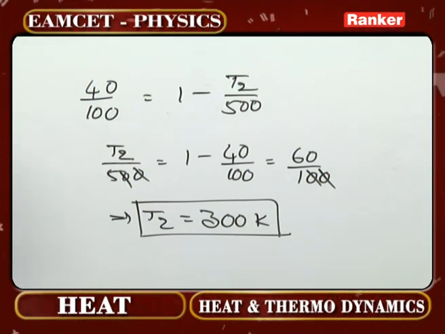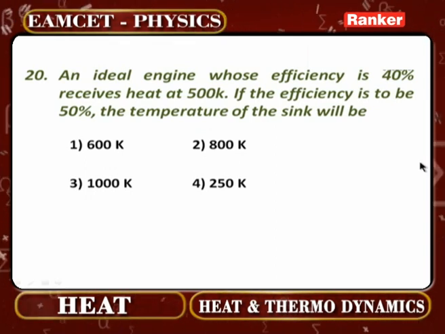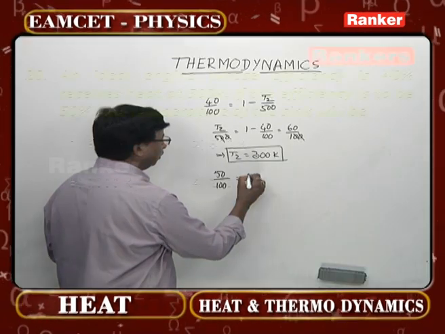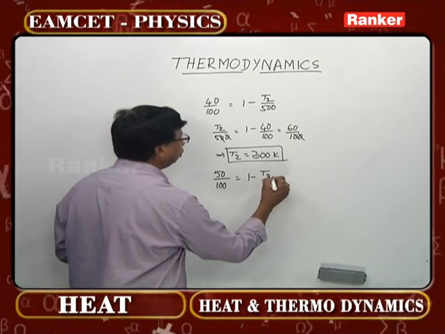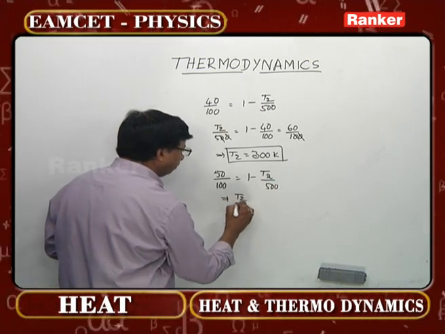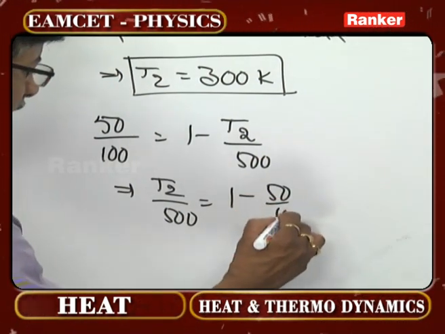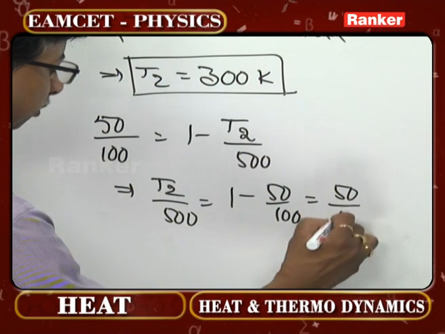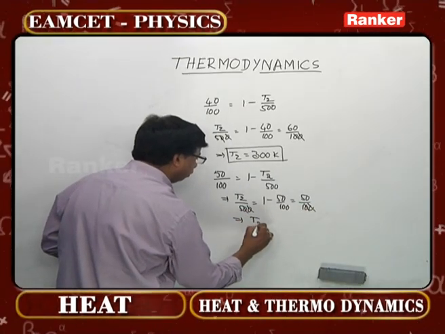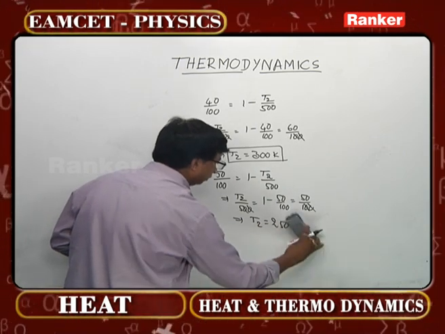Now the question is, what should be the temperature of the sink when the efficiency becomes 50%? So you write 50% this time. That is equal to 1 minus T2 by again T1, that is 500. What will be the value of T2 by 500 this time? It is 1 minus 50 by 100, which now becomes 50 by 100. Come on, cut these two zeros. What will be the value of T2 now? It is just 250 Kelvin.